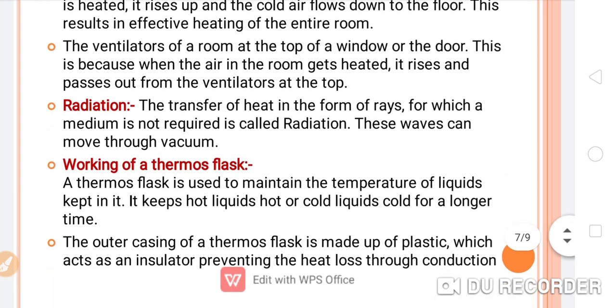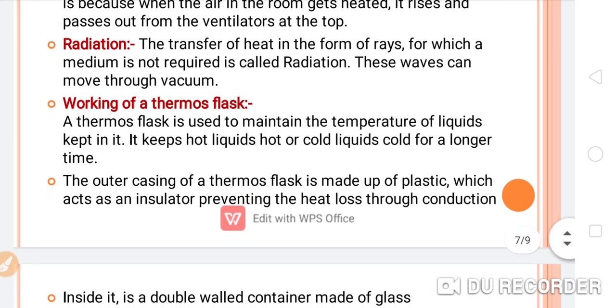Now next topic, that is radiation. This is the third way of transfer of heat. The transfer of heat in the form of rays, for which a medium is not required, is called radiation. Means there is no need of a medium to transfer the heat, and this kind of transfer of heat is called radiation. There is no need of a medium. These waves can move through vacuum.